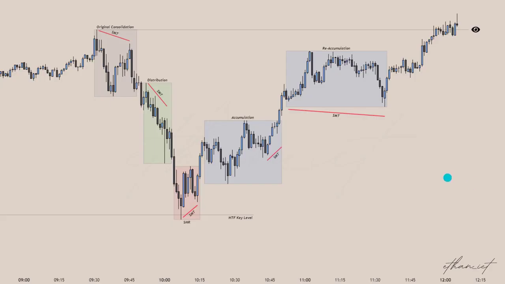And so here I just want to explain, we have identified the original consolidation, the distribution phase with SMT, right? So SMT on the highs here, we had SMT on the highs here, and then we had SMT on the lows here, SMT on the lows here, SMT on the lows here. And so I took a long from down here. And so to trail my stop loss every time I see an SMT divergence, this is a very general way that you can do it as well. That is very effective in my experience.